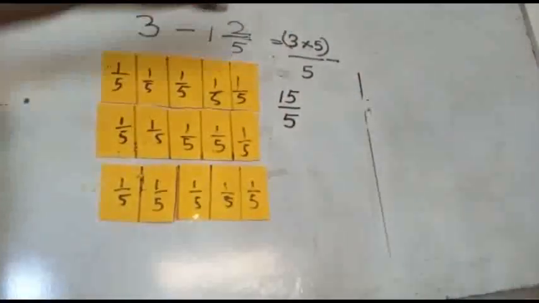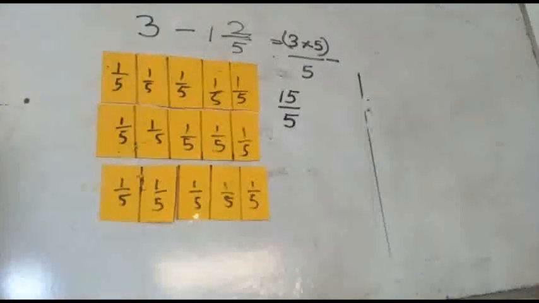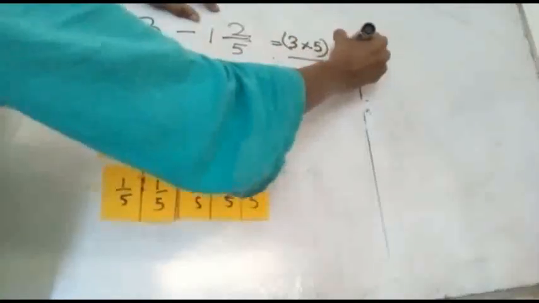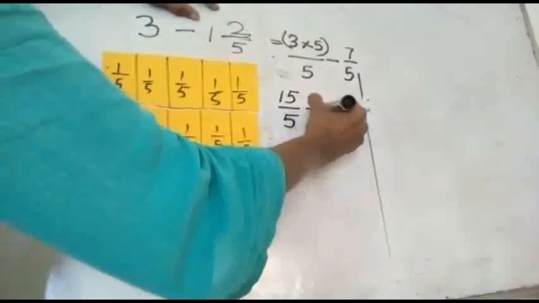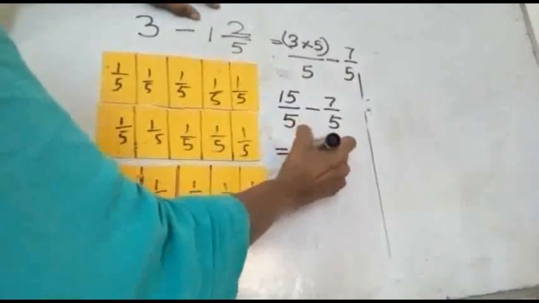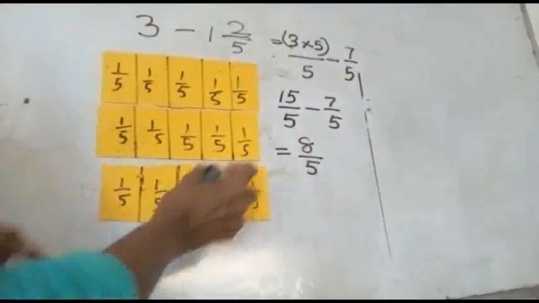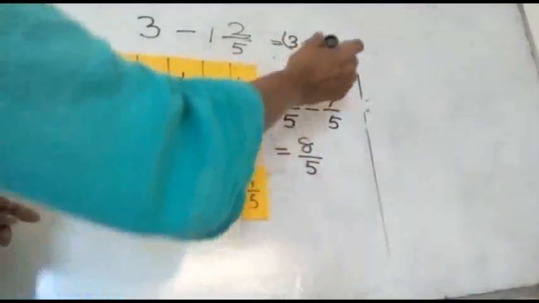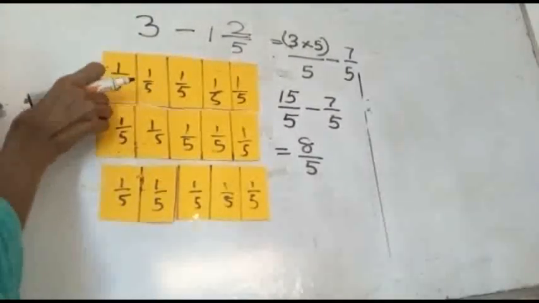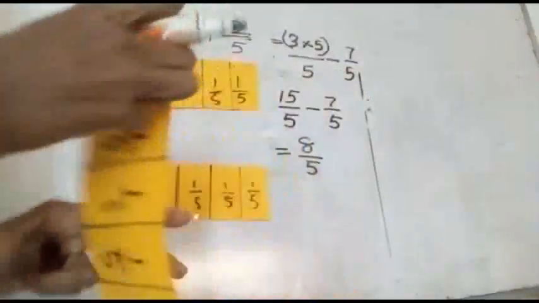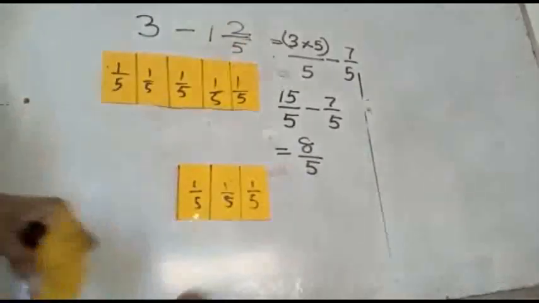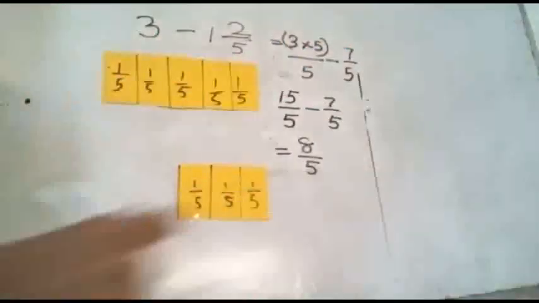Subtract. We write this 1 and 2 fifths, which is equal to 5 times 1, 5 plus 2, 7 over 5. 15 subtract 7 is equal to 8. 8 over 5. Here, 15 over 5 subtract 1 and 2 fifths. Here we subtract 1 and 2 fifths.